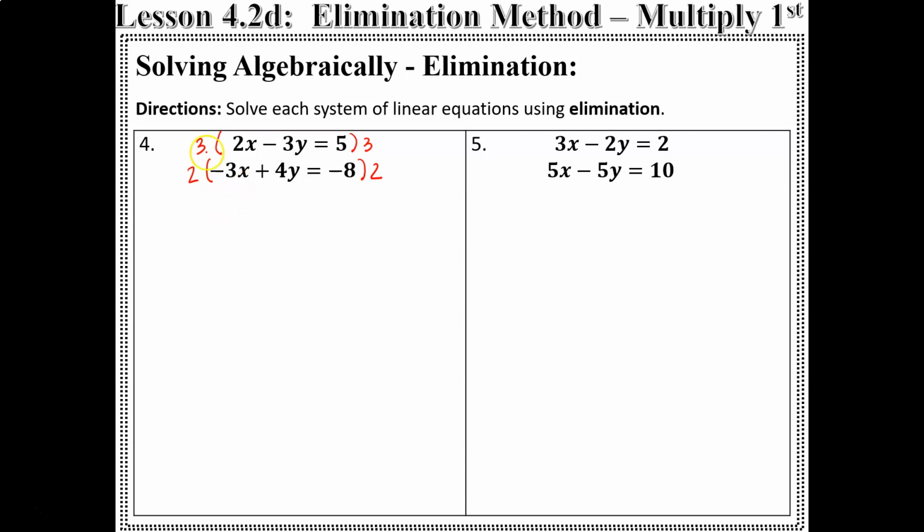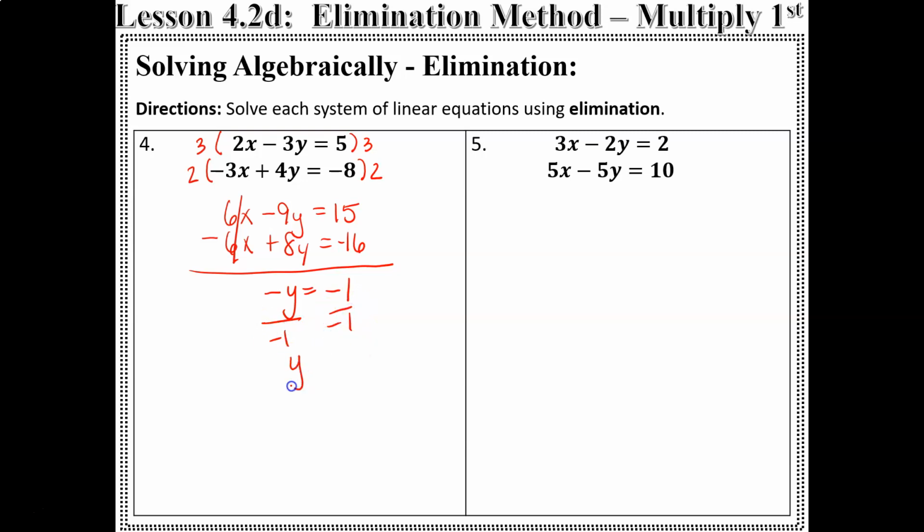Let me rewrite. So 3 times 2x is 6x. 3 times -3y is -9y. 5 times 3 is 15. Now, this one is 2 times -3x is -6x. 2 times 4y is +8y. -8 times 2 is -16. My 6x's are canceled. I have negative 9y and 8y together is negative y. 15 and negative 16 together is negative 1. I divide by negative 1, so y is positive 1.